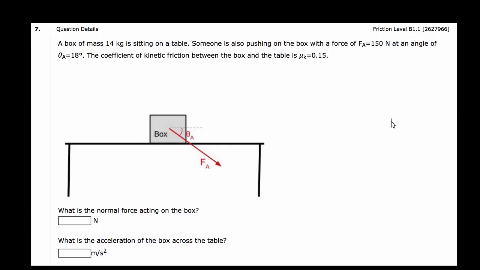Check this one out. A box of mass 14 kilograms is sitting on a table. Someone's also pushing on the box with a force of 150 newtons at an angle of 18 degrees. The coefficient of kinetic friction between the box and the table is 0.15.